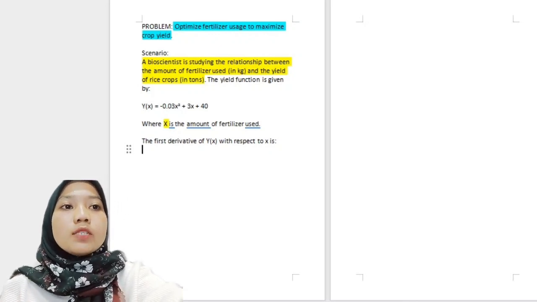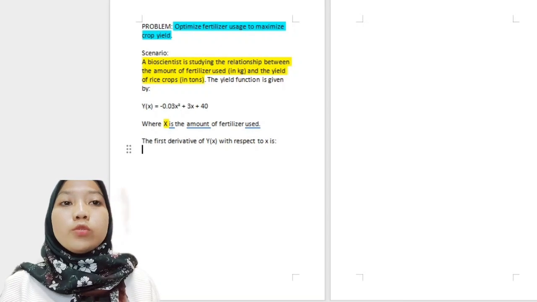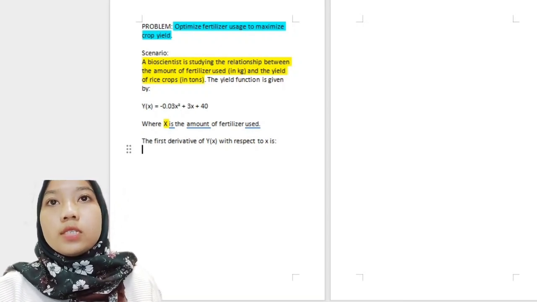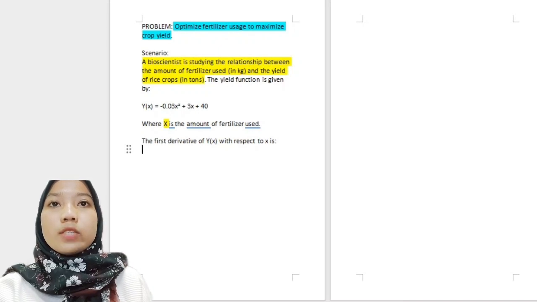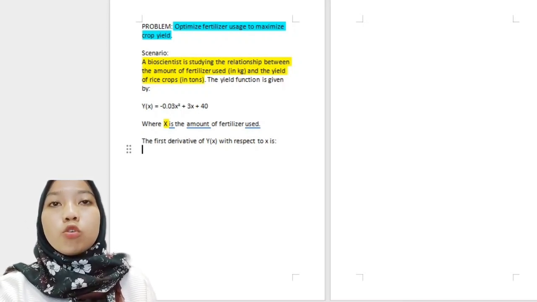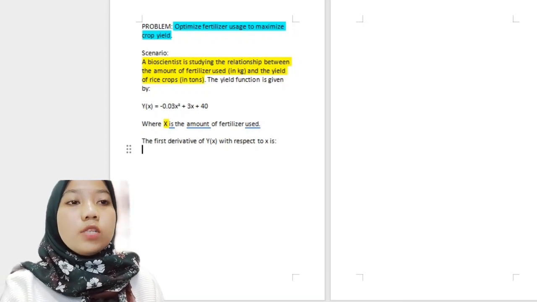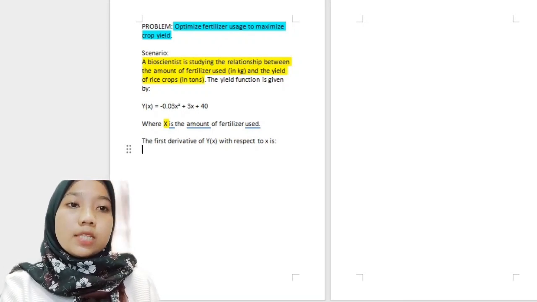I will tell you about the scenario for the problem we want to solve. The scenario is a bioscientist is studying the relationship between the amount of fertilizer used in kilograms and the yield of rice crops in tons. The question is how to determine the amount of fertilizer that maximizes the crop yield.